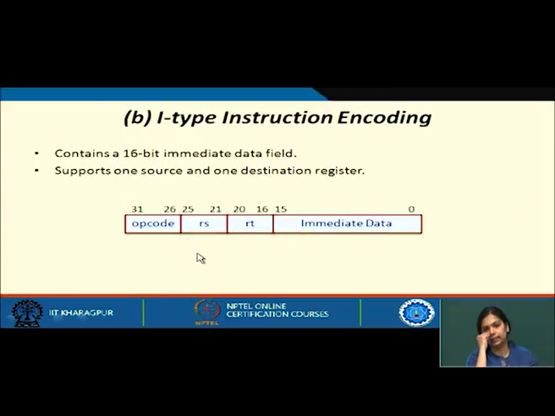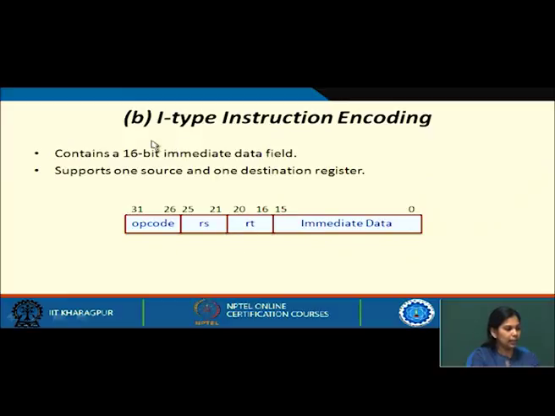Next, move on to the next type of instruction, which is the I type instruction. It contains a 16-bit immediate data value. Now, see, suppose this total 16 bits is immediate data, and you have a source register and a destination register. This is all you have, and you have a single opcode.